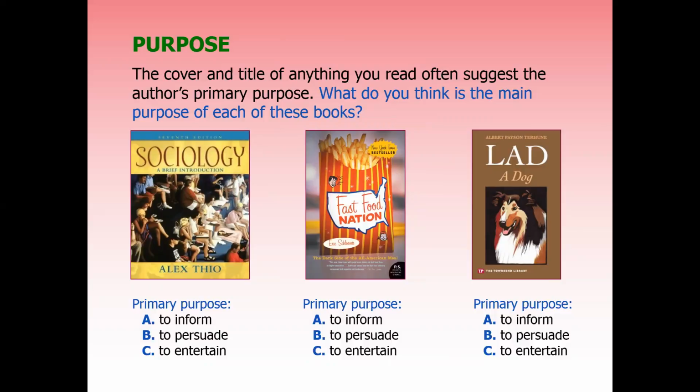Now let's check yourself to see if you're correct. Of course, the first one is to inform. The second one is probably to persuade. I'm going to talk about the negative effects because it says the dark side of all that American meal. And then the Lad looks like just a particular novel that a youngster might read to entertain.